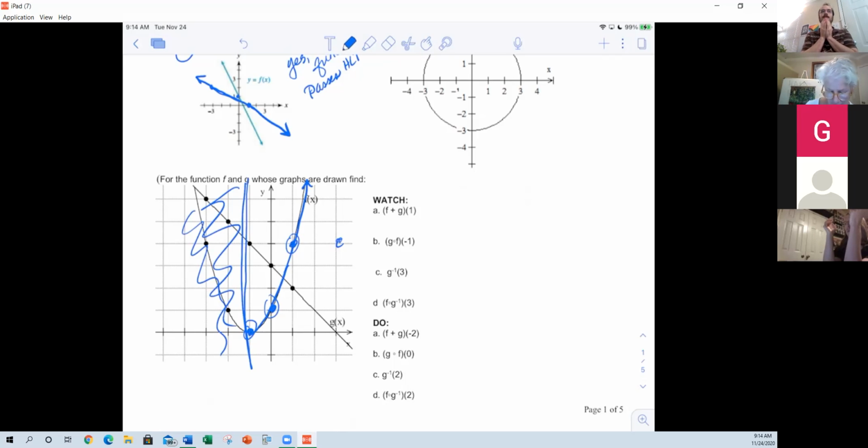Like this one is negative 1, 0. So 0, negative 1. This one is 0, 1. So 1, 0. And this one would be 1, 3. So 3, 1. So it would look something like that. You just want to pick enough points to get the general shape of the graph.